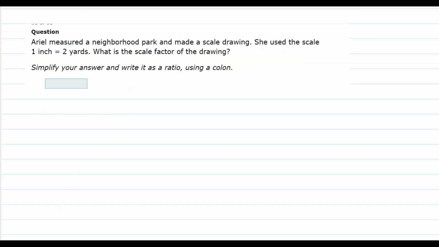Okay, this score was at 100. Ariel measured a neighborhood park and made a scale drawing. Choose the scale again. We're just going to use what they give us. What is the scale factor of the drawing?